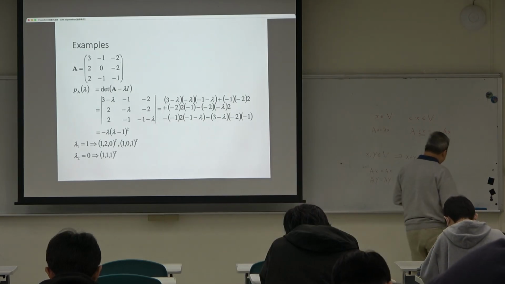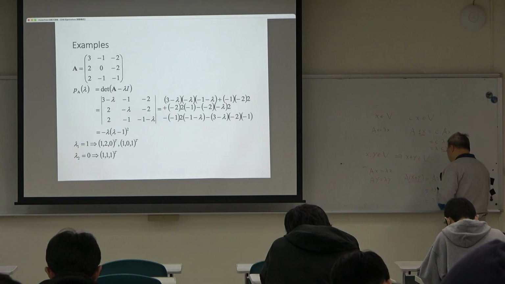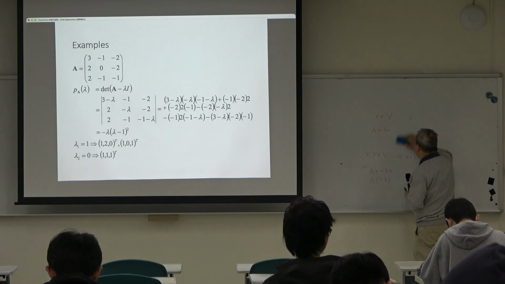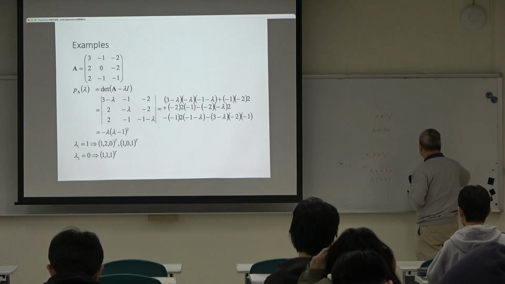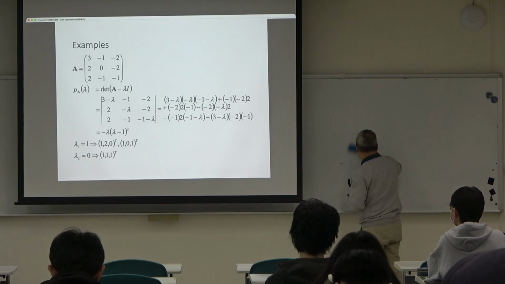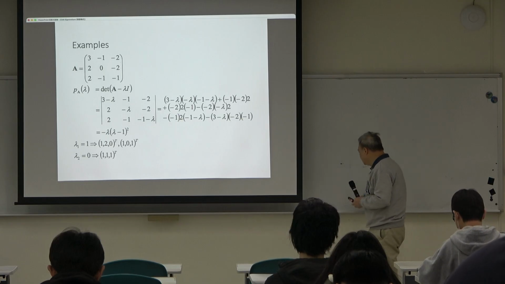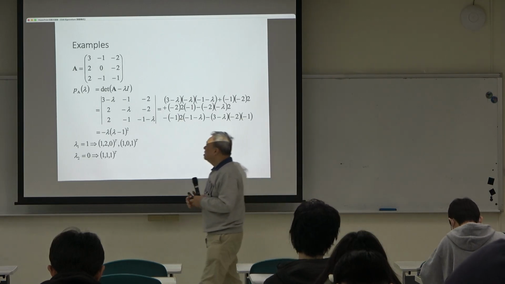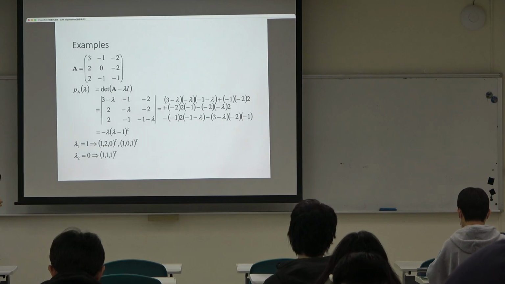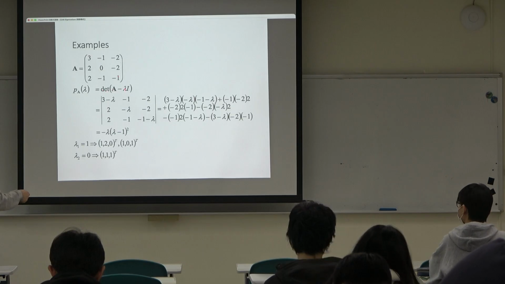We just talked about eigenvalues and eigenvectors, right? So here we're giving one example. You can see that matrix A. Its characteristic equation is the determinant of A minus lambda I. It will look like this.